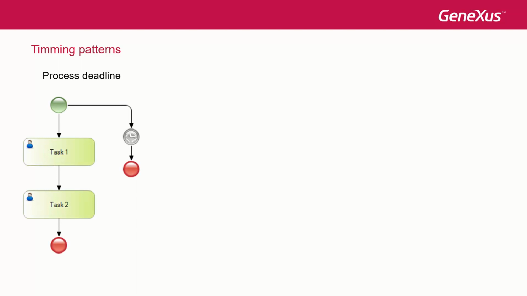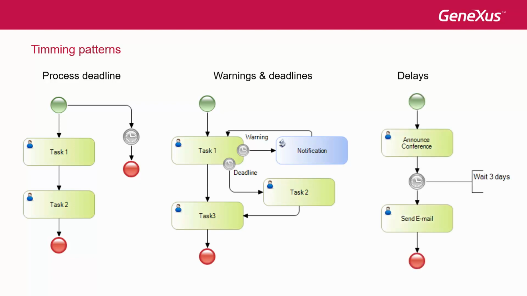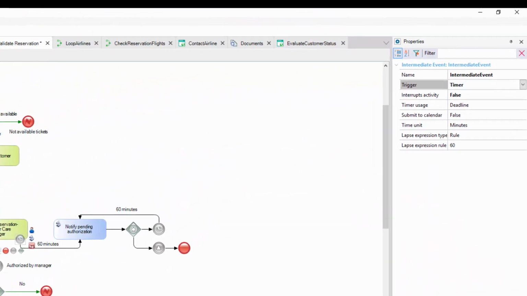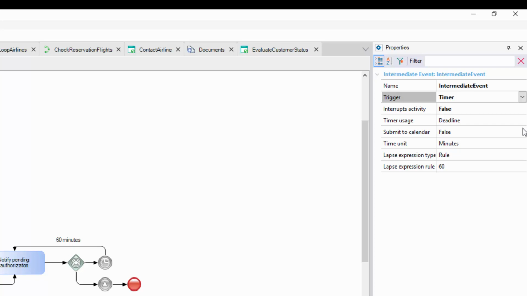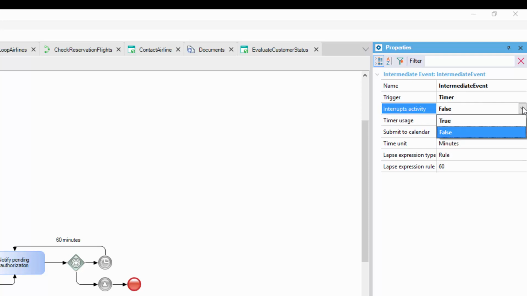Timers allow us to model various patterns related to time, such as setting a deadline for the process or tasks, sending an alert about a near deadline, warnings, or setting a delay between activities. This configuration is made from the timer properties, where the timer usage property can be set to implement a deadline or a warning, and the interrupts activity property is used to set whether or not to interrupt the task once the indicated period has elapsed.